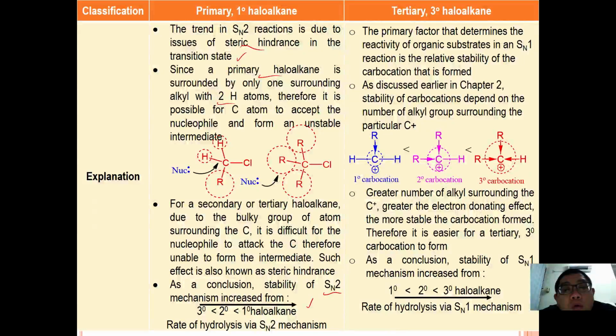When we learned in chapter 2 about the stability of carbocations, we said that a primary carbocation is the least stable, while a tertiary carbocation is the most stable. So there is a chance to form a tertiary carbocation in the SN1 mechanism. The greater the number of surrounding alkyl groups, the greater the electron donating effect, and the more stable the carbocation formed. Therefore, it is easier for the tertiary carbocation to form. Because of this, the favourability of the SN1 mechanism increases from primary to secondary to tertiary haloalkanes, which indicates that tertiary haloalkanes love to undergo the SN1 mechanism.